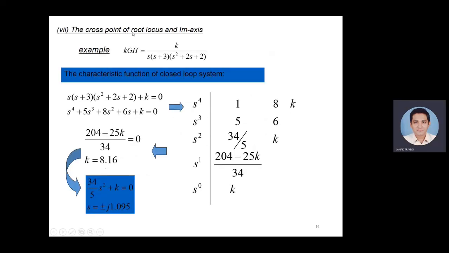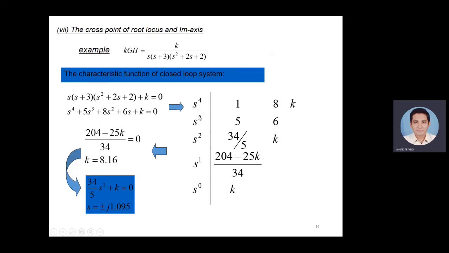Then the cross point of the root locus and the imaginary axis. For that, you have to use the Routh array. So this is the example of K divided by s into s plus 3, s square plus 2s plus 2. The characteristic function of the closed system is s into s plus 3, s square plus 2s plus 2, plus K equal to 0. Then you have to solve this. Finally, you find the solution with the help of the Routh array.